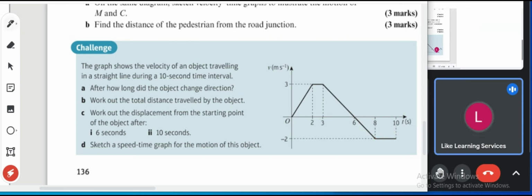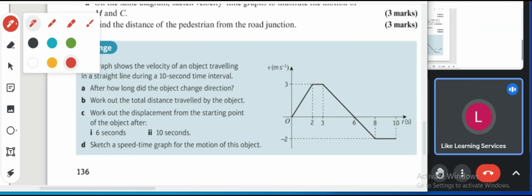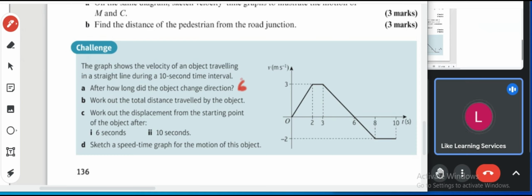Somebody who is not enlightened in this might think it is 3 seconds or even 5 seconds, when it's now moving the other way. From 0 to 6 seconds, it is still in the forward direction because it is above the time axis. From 6 seconds to 10 seconds, that's when it is moving in the opposite direction. So you are absolutely right, this is after 6 seconds.